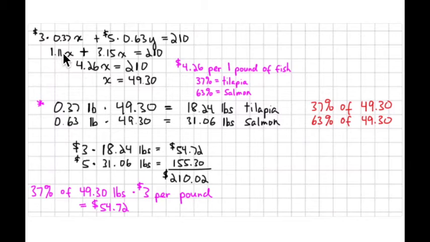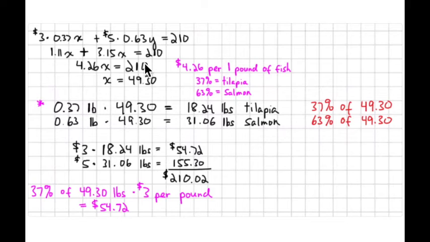Well, it's $1.11 for the tilapia. It's $3 times 37 hundredths of a pound. And it's $3.15 for the salmon. That's $5 times 63 hundredths of a pound. Add them together, that's $4.26 is the average cost per pound.